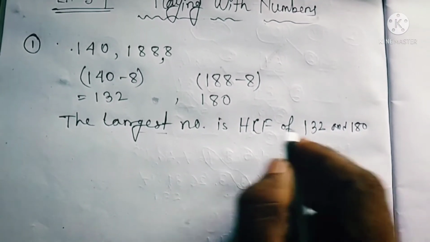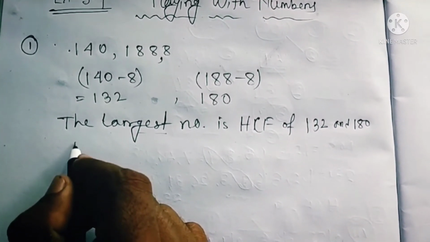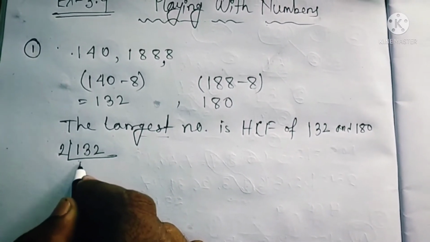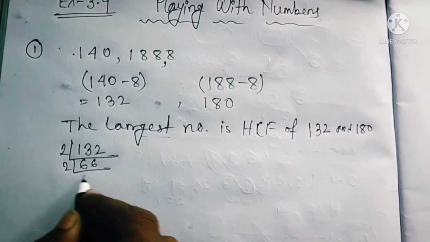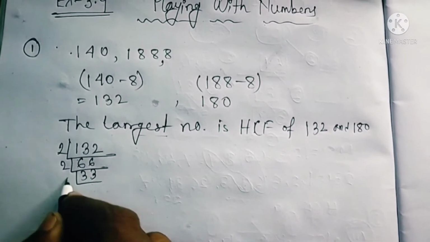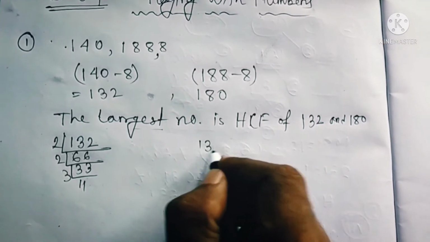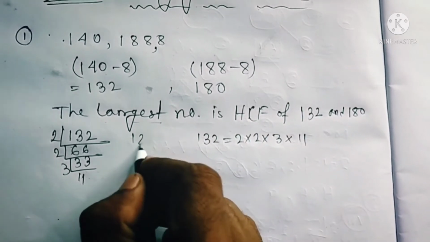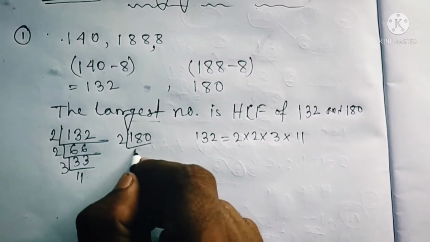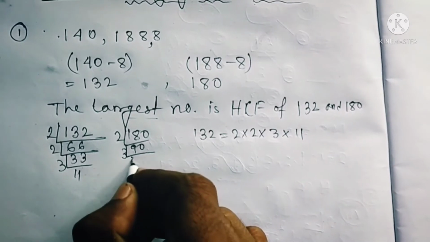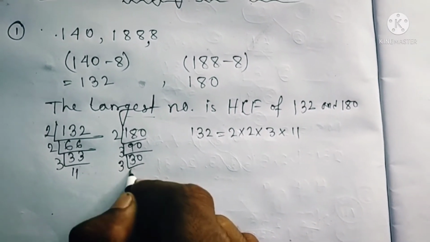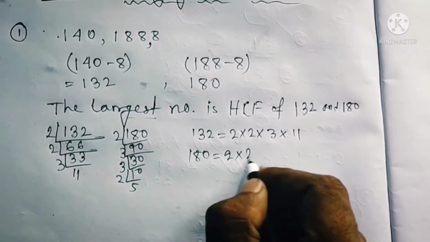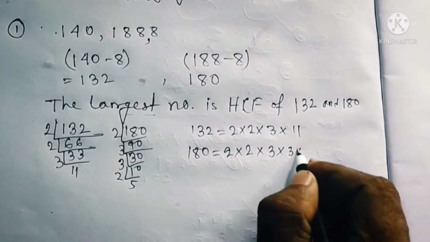So, the HCF. 132 can be written as 2, 2, 66, 2, 33, then 3, 11. So 132 can be written as 2 into 2 into 3 into 11. Now 180 is divisible by 2, 90, again divisible by 3, 3, and last 2, 5. So 180 can be written as 2 into 2 into 3 into 3 into 5.